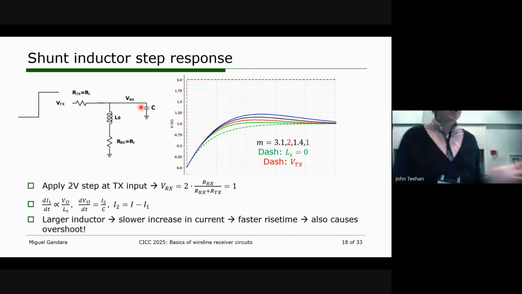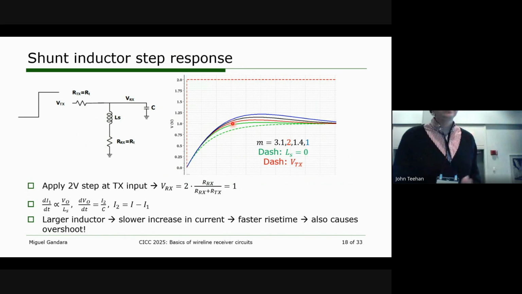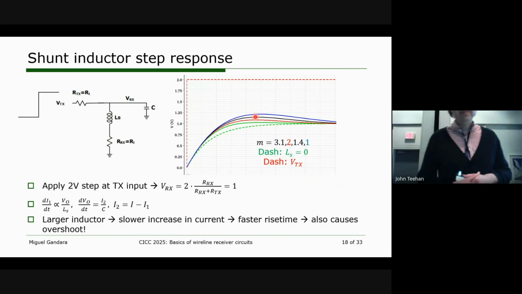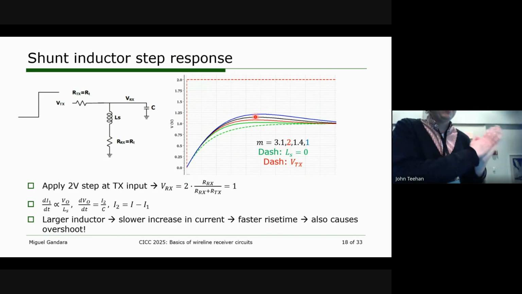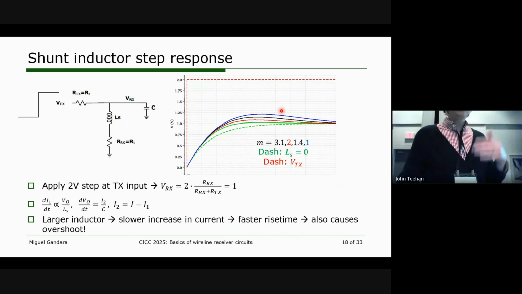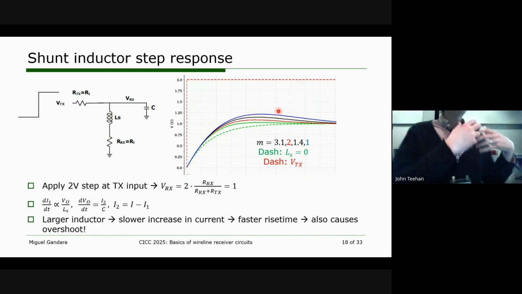Now there's some clear trade-off here, which is the overshoot, right? You can see that as we increase the inductor size, we get a pretty significant amount of overshoot in the signal, up to like 25% overshoot. This matters because we don't actually care about the rise time, we care about the actual settling time. And the reason the inductor increases the overshoot is because, again, it opposes changes in current.